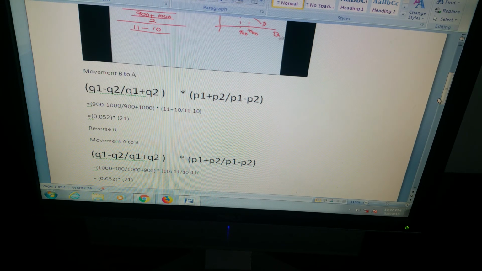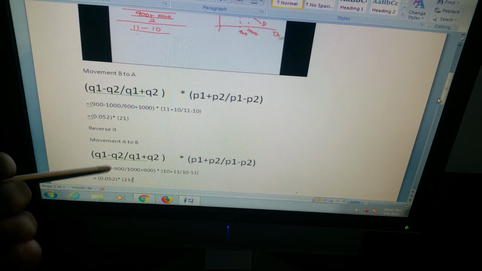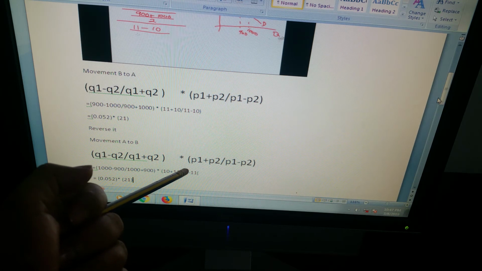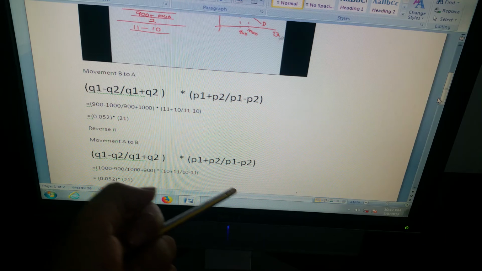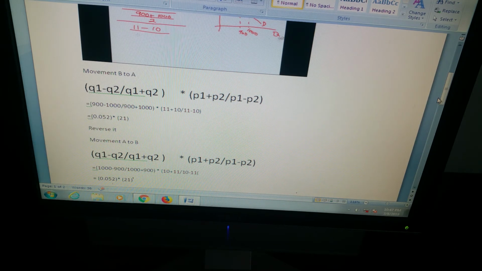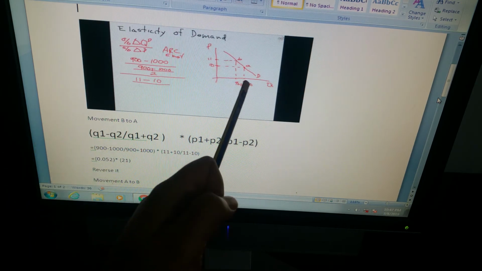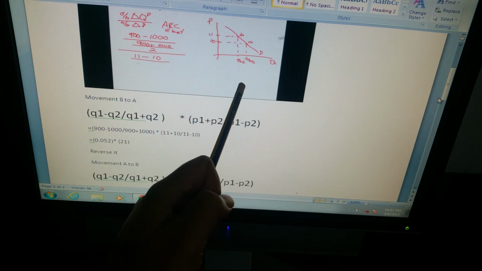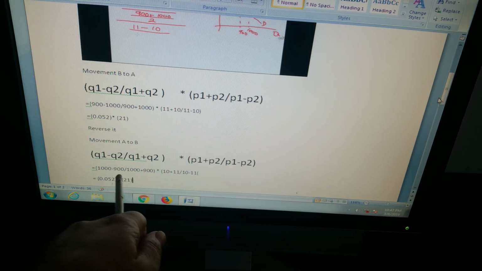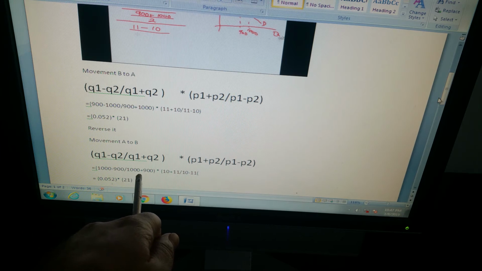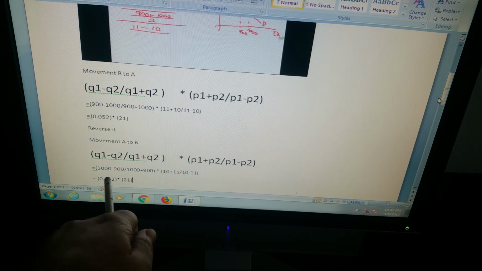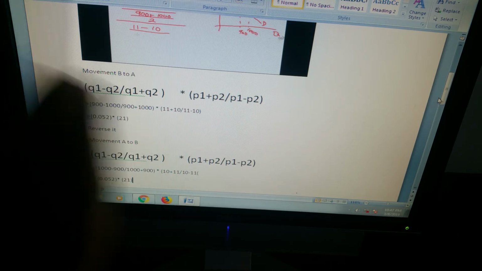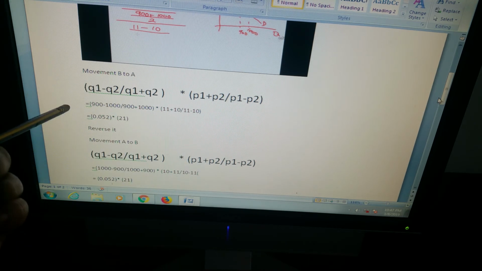The formula remains the same. Q1 minus Q2 divided by Q1 plus Q2, multiply the whole by P1 plus P2 divided by P1 minus P2. The formula is exactly the same. But what are we going to do now? The Q1 now is not 900. We started from point A, right? So the Q1 now becomes 1000, and Q2 now becomes 900. So 1000 minus 900 divided by 1000 plus 900. It's the same. It's 100 divided by 1900. Exactly what we got there.